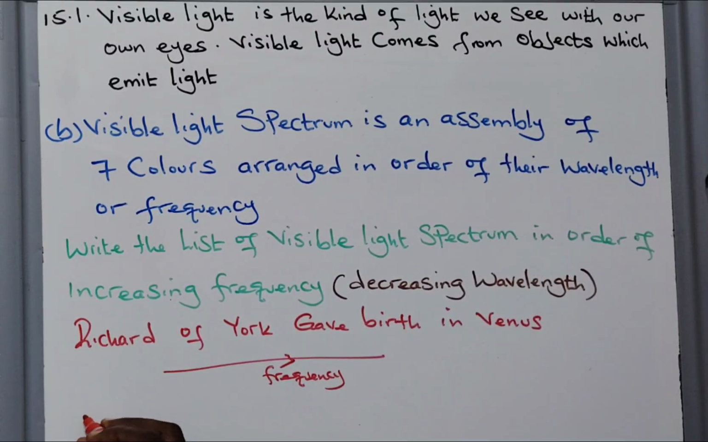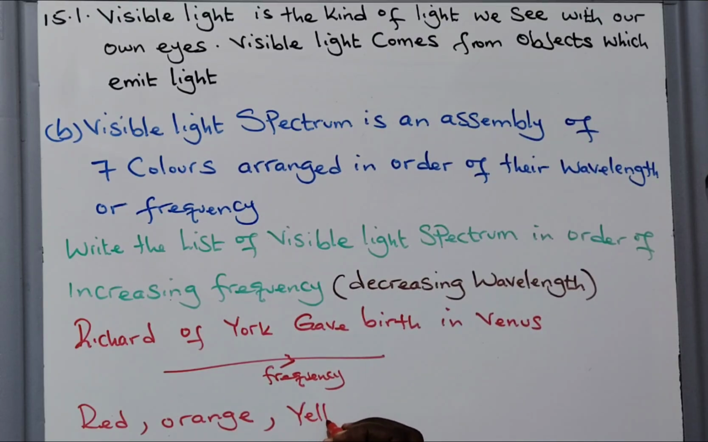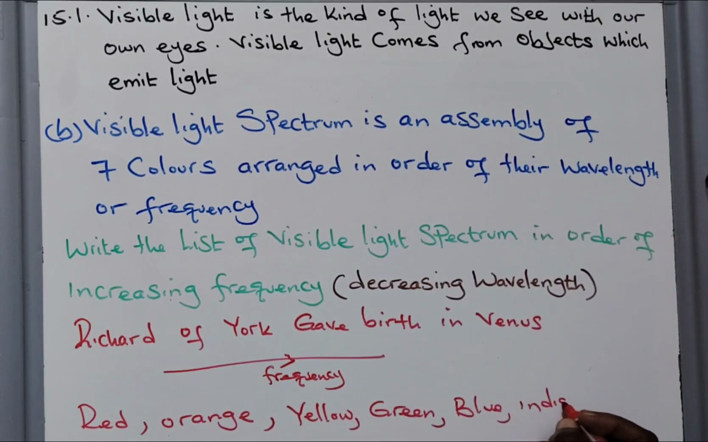So what does Richard represent? This is red, followed by orange, followed by yellow, followed by green, followed by blue, indigo, then lastly, violet. So these are the 7 colors of the spectrum in order of increasing frequency.